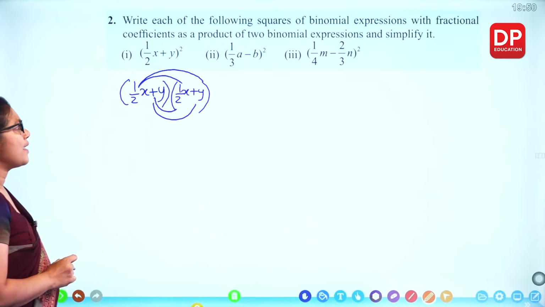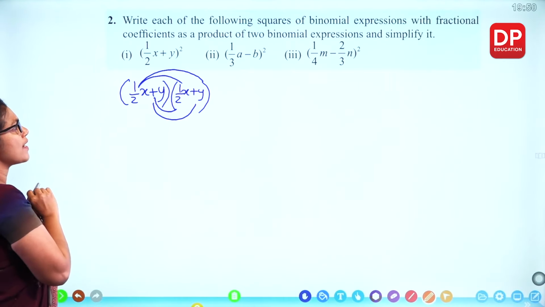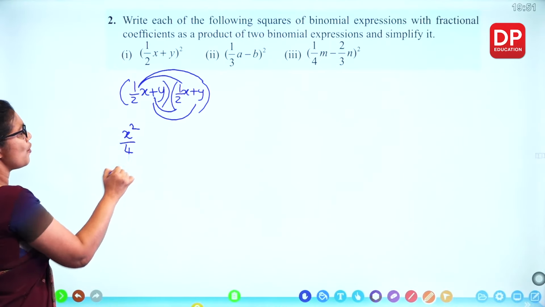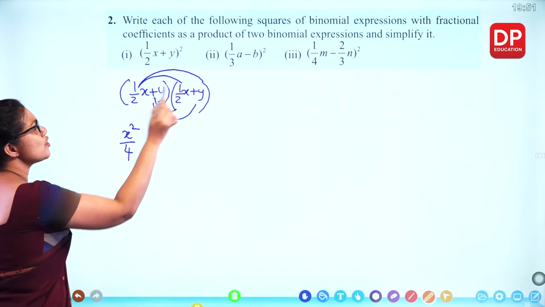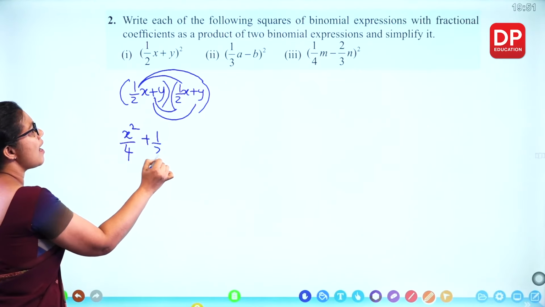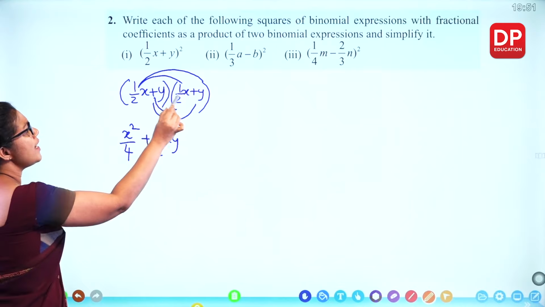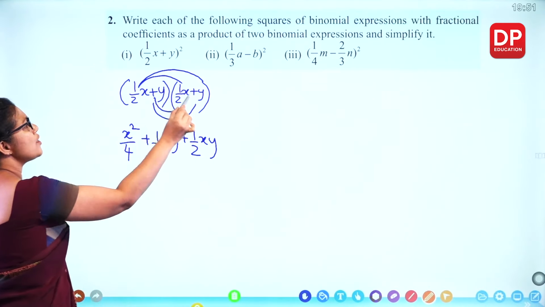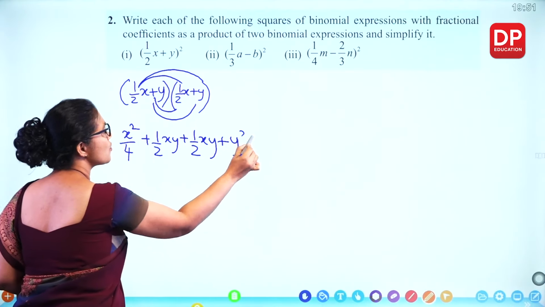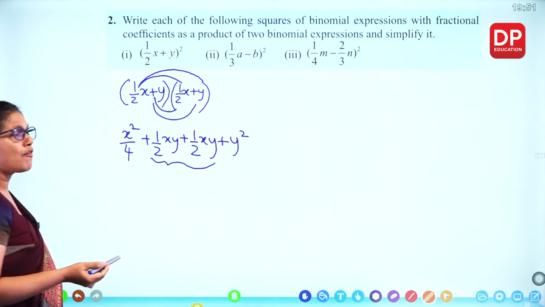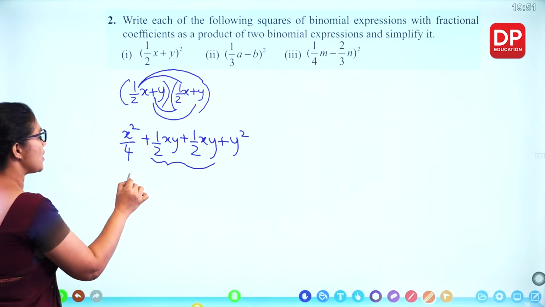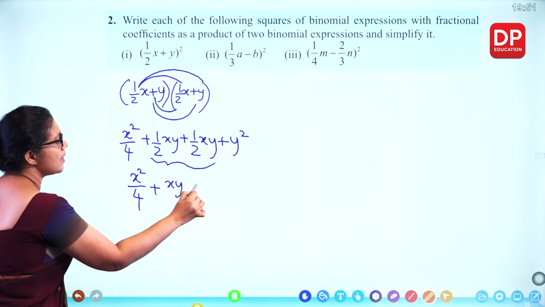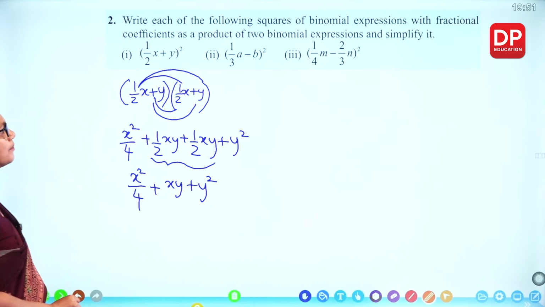So here you can multiply like this, and if you can do it at once, do it. Otherwise you write separately. Half x into half x. x into x becomes x squared, 2 into 2 becomes 4. Half x into y, you can straight away write half xy. y into half x, again you get half xy. y into y, you get y squared. Can you see that half plus half becomes 1? So what's the final answer? x squared over 4 plus xy plus y squared.